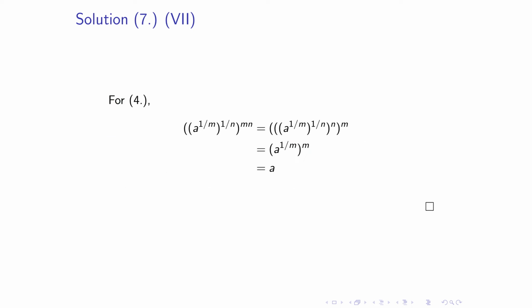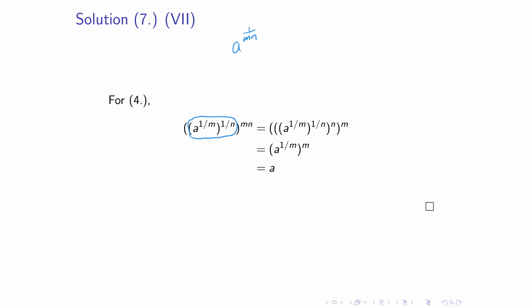And for the final part, we approach this very similarly. We are taking this quantity, and we are showing that it satisfies the property that defines a to the 1 over mn. Namely, we're going to show that when you raise it to the mn power, you get a. That's the defining property, and so equality will follow by uniqueness if we show that when you take the mn power, you get a.